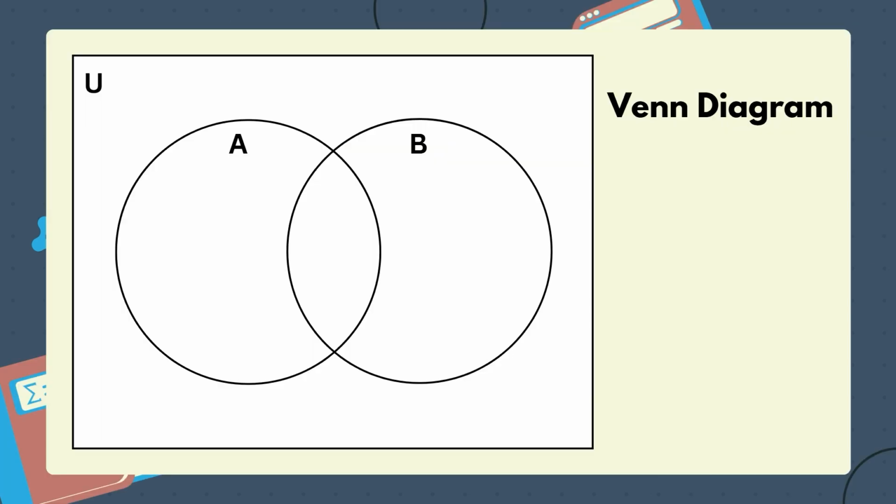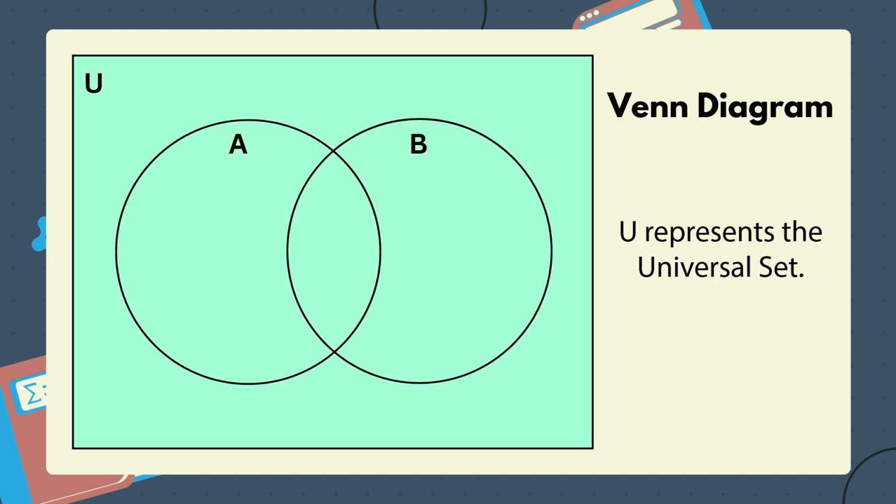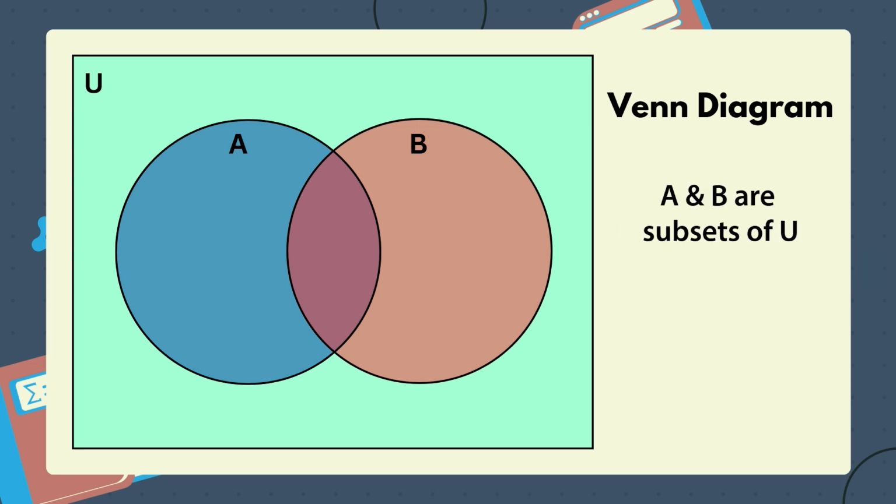Here is a basic, bland Venn diagram. U represents the universal set. Everything now highlighted in green belongs to the universal set, including A and B. Since both A and B are part of the universal set, we say that A and B are both subsets of the universal set.